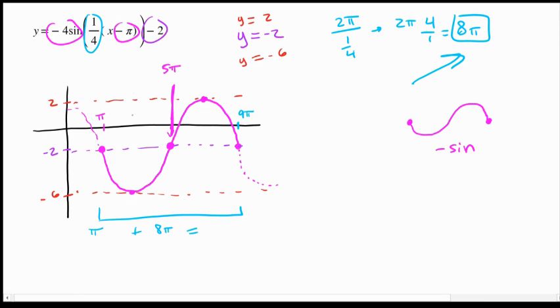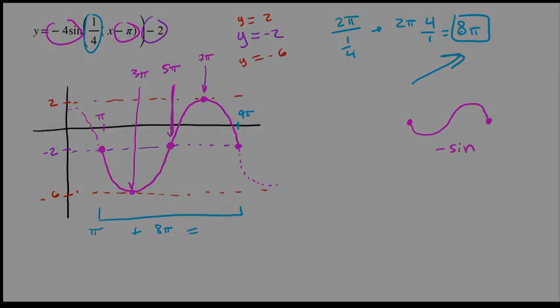Then I know that this point right here has to be halfway between pi and 5 pi, or 2 pi units between each of them, which tells me that's 3 pi. This one also is 2 pi units away from either of those, and so my x values here for each of these points are pi, 3 pi, 5 pi, 7 pi, and 9 pi. And that's one period, or one cycle, of this negative sine function.